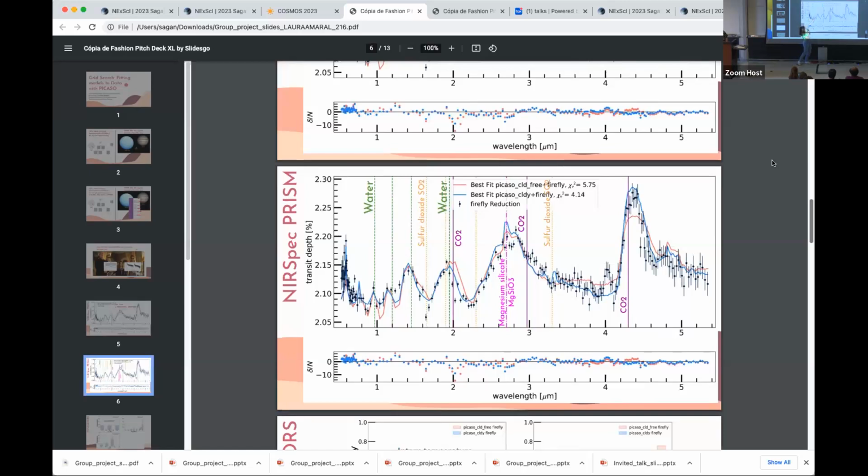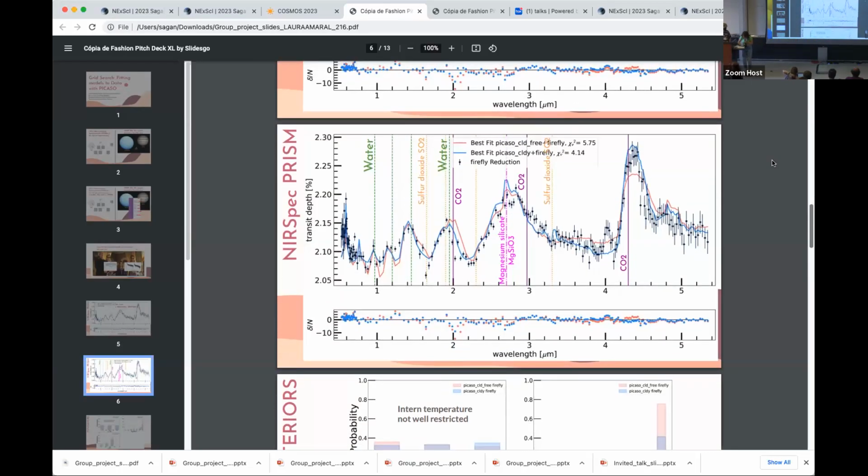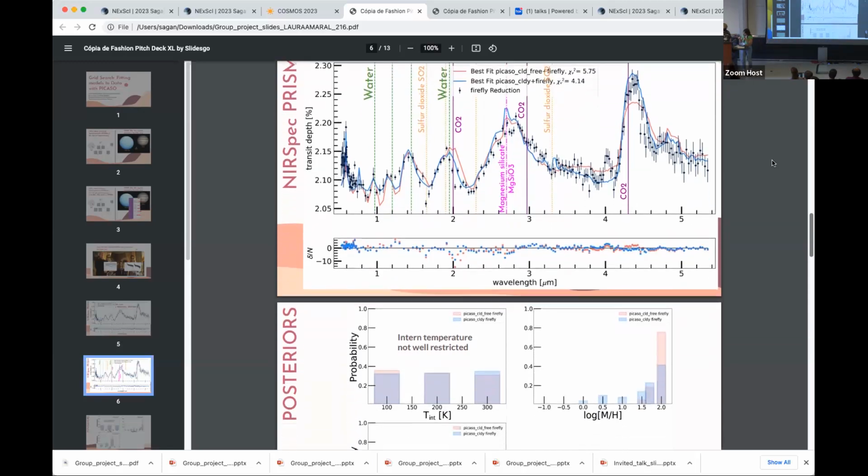So you have water here, sulfur dioxide. I also had to look up the names, because I'm a physicist, not a chemist. And we have CO2, magnesium silicate, this one. And we have this feature that I have no idea what it is. I have this one also, and CO2 again, a huge CO2 feature. I have this feature that I think is Rayleigh scattering. I think so, not sure.